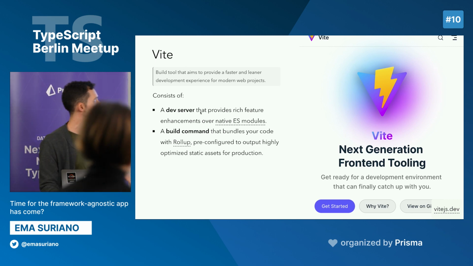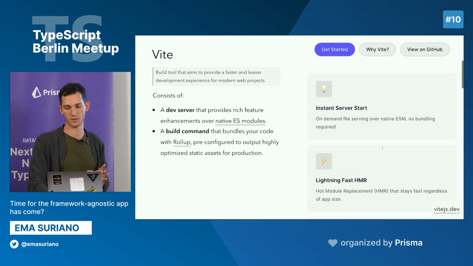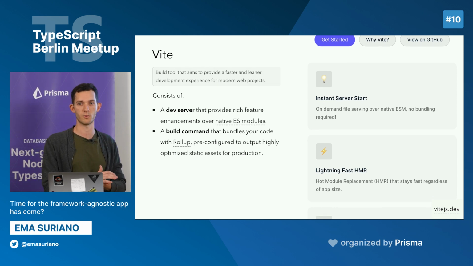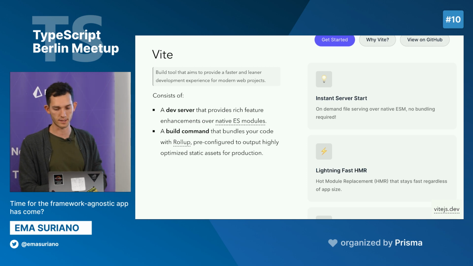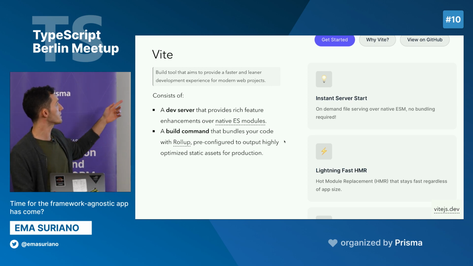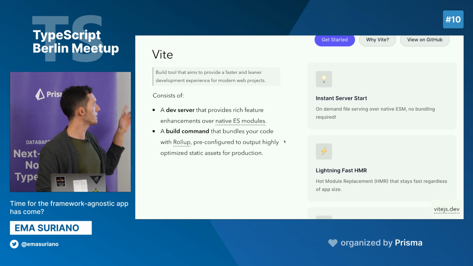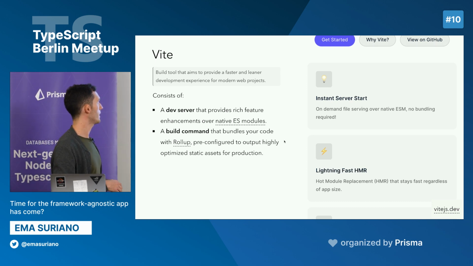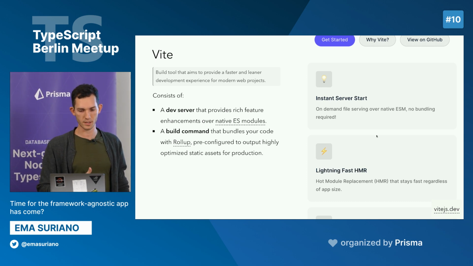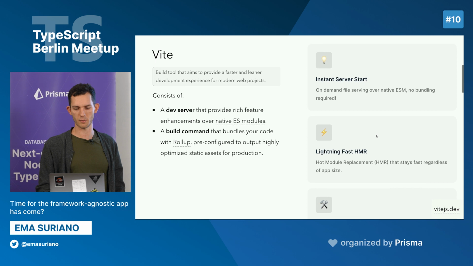The dev server provides native ES modules when we are building, so it's super fast. Actually, this is what they say on their page, because they are not bundling when we are running in dev mode. They also provide very fast hot module replacement. The other part is the build command, which can be kind of opinionated. It's built with Rollup, and they say it's pre-configured for highly optimized output. I personally see it as very fast when it comes to development. For build, it depends on what you're measuring.